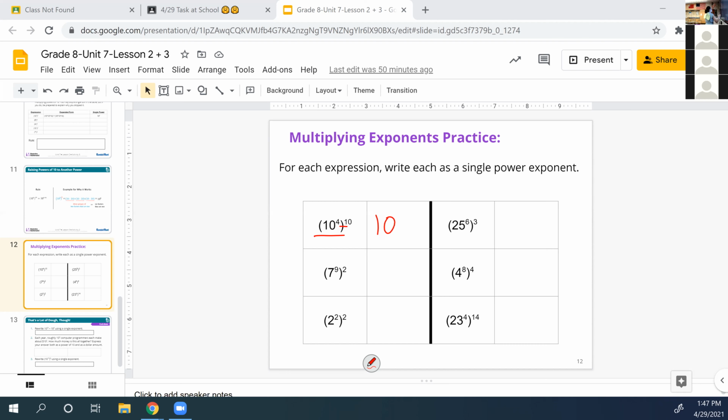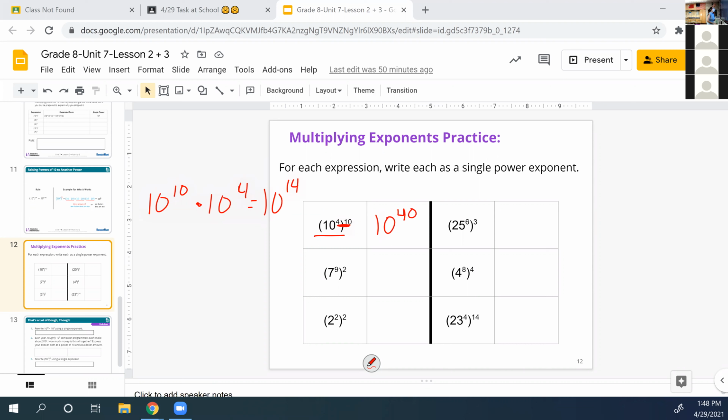We don't add them. When we multiply, if we did 10 to the 10th times 10 to the 4th, then it would be 10 to the 14th because we're adding the exponents. This one is a power to a power. What do we do when we do a power to a power? What do we do to the two numbers? We multiply them. Very good, Bridget. Very good, Tiana. So it's going to be 10 to the what? Very good, Tiana. Very good, Sawyer. It's going to be 10 to the 40th. I wrote the wrong number. 10 to the 40th. Very good.